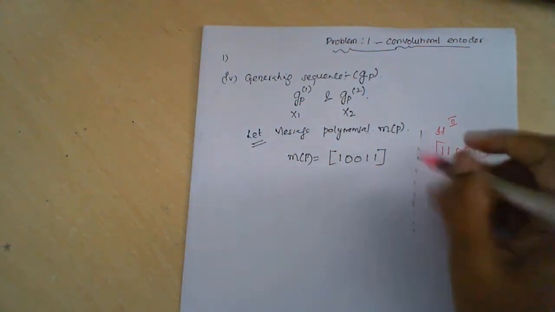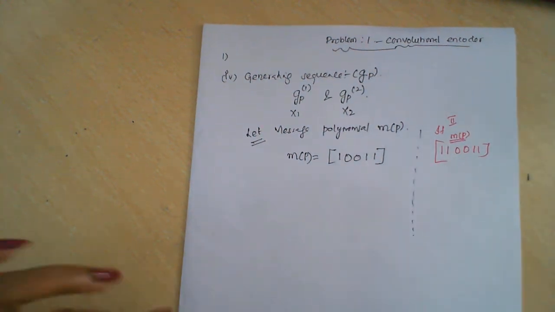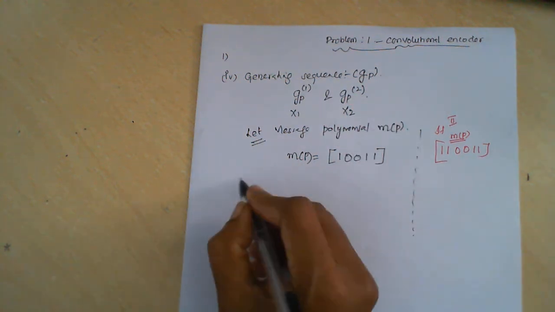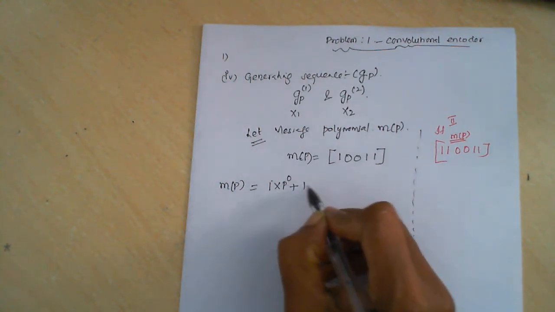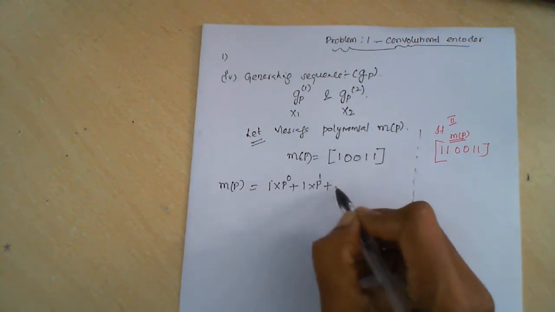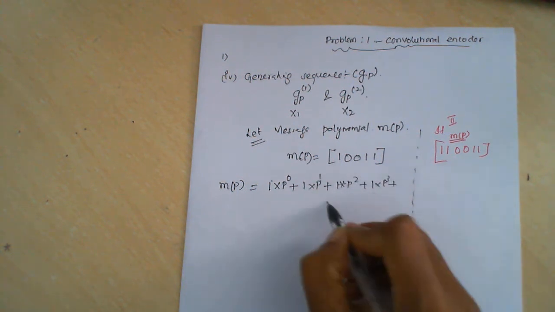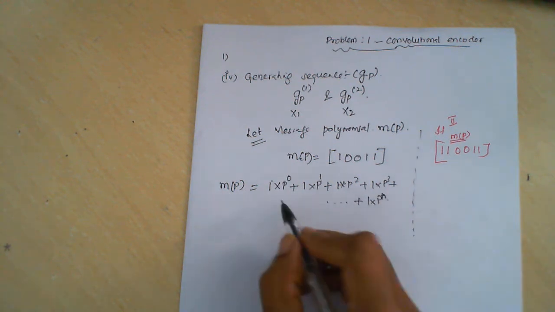So this is the message polynomial for the second case. I want to explain how this message polynomial is involved with the generating sequence. Generally, the message polynomial appears as a polynomial series: 1 into p power 0, plus 1 into p power 1, plus 1 into p power 2, plus 1 into p power 3, and it goes on till 1 into p power n. So for n sequences, the polynomial goes on like this.